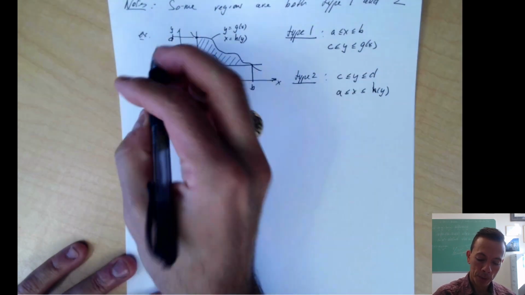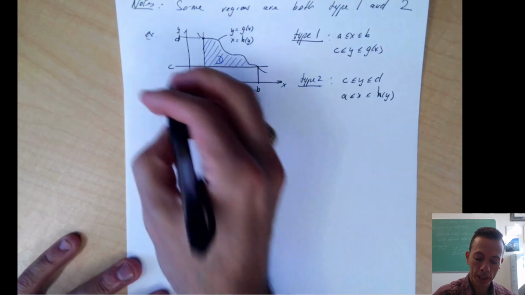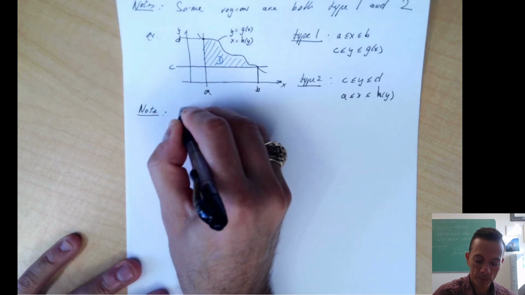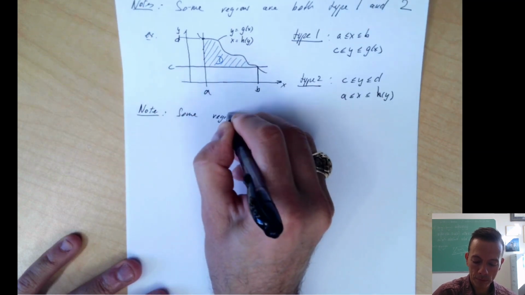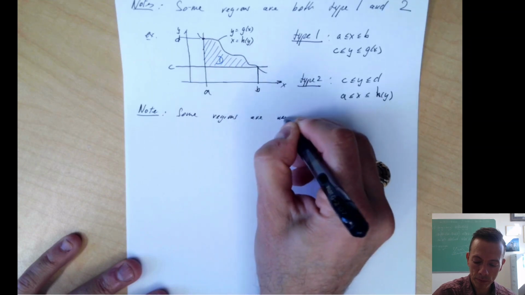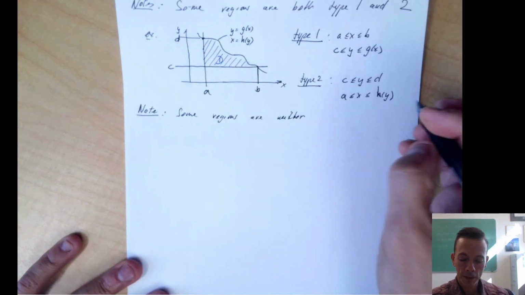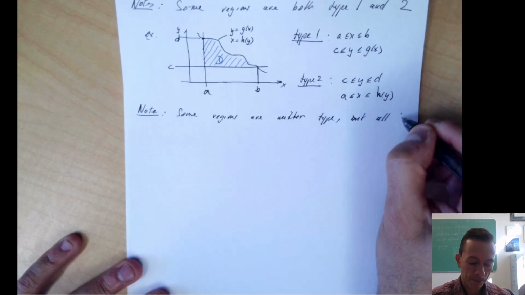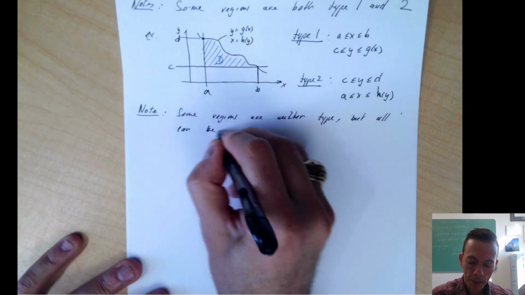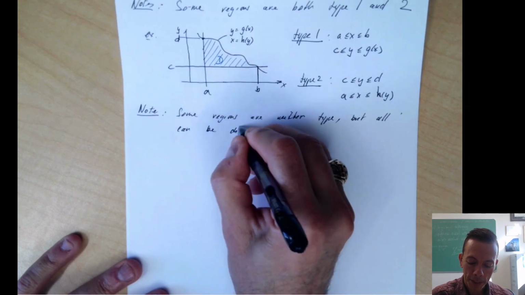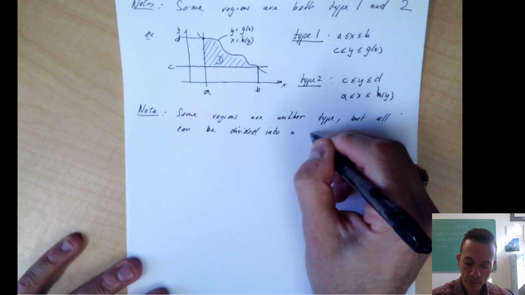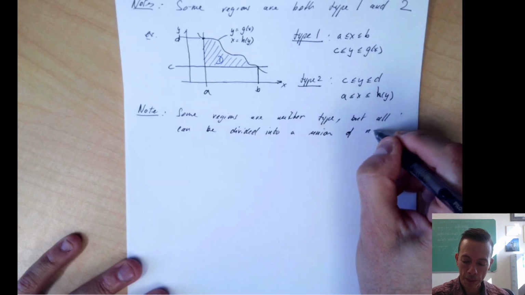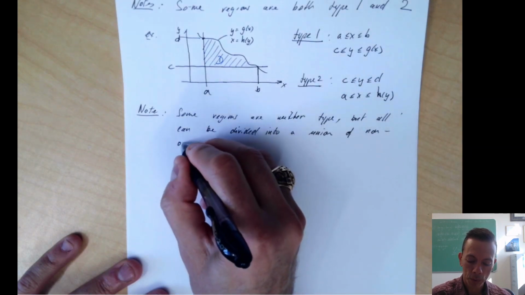So some of these regions are also neither type 1 nor type 2. In that case, you need to cut them up into type 1 and type 2s. So neither type. But all of them can be divided. And so when you divide them into a union of non-overlapping type 1 and type 2 regions.